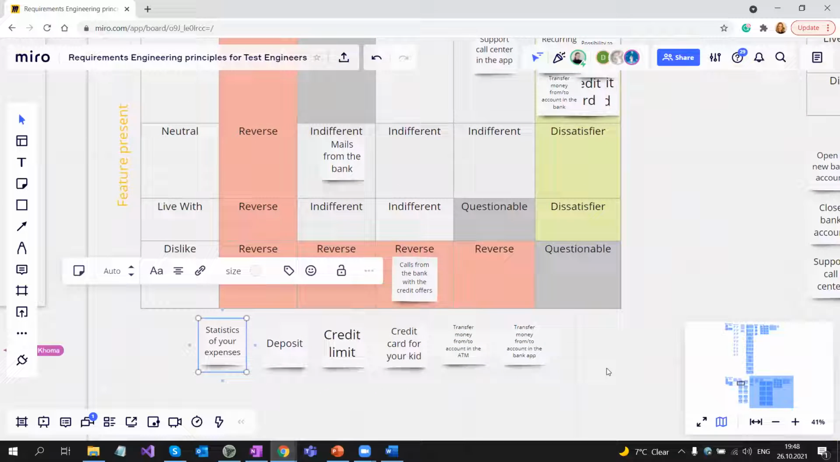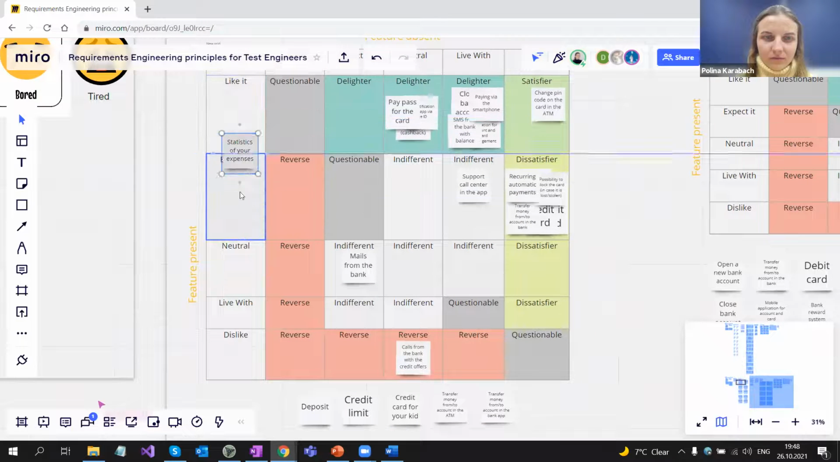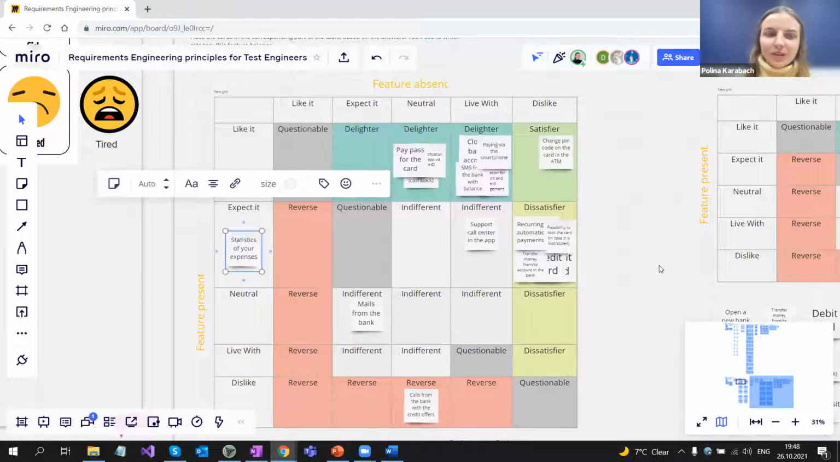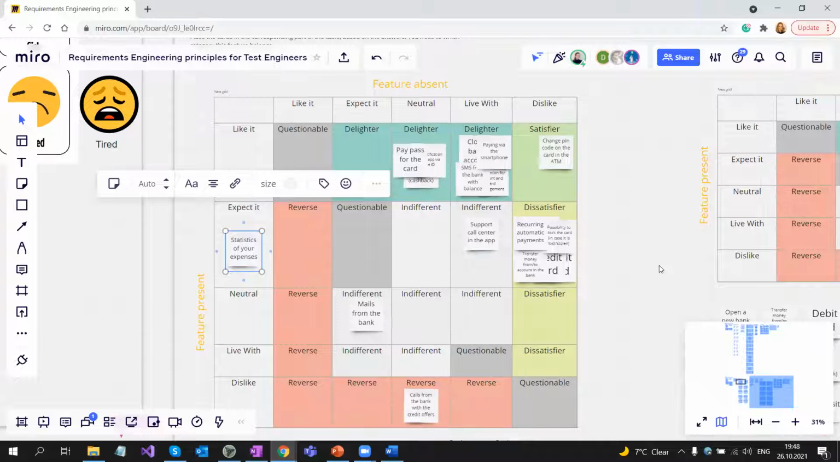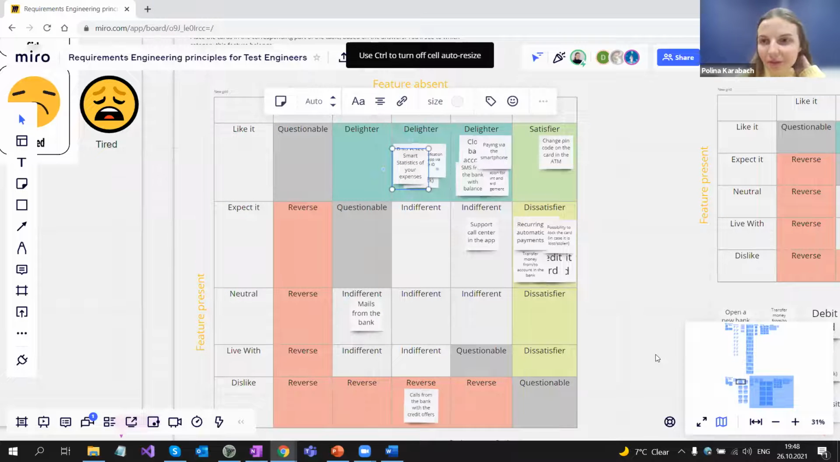So statistics of your expenses. If it's the report that we're talking about, then I would expect that it's there. But if it's somewhat of a statistics which kind of divides things smartly, like graphs of types of goods, if it would be super smart, normally I just require the report. I don't require some statistics, so I would like it, but I will just stay neutral if it would be absent from the app. Okay.